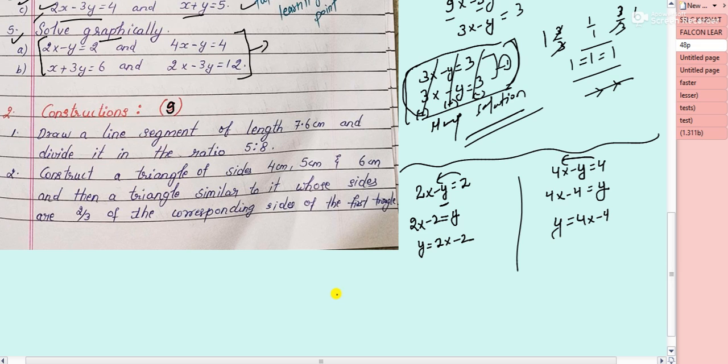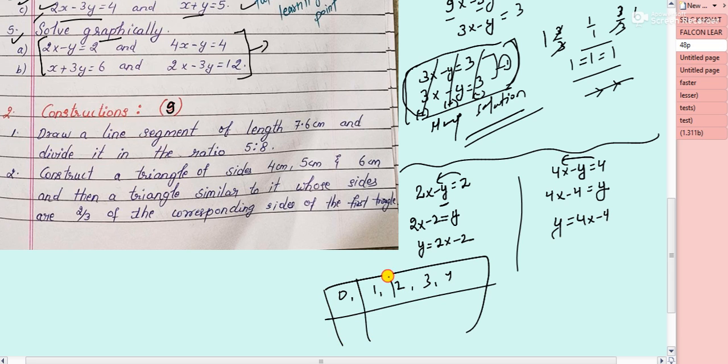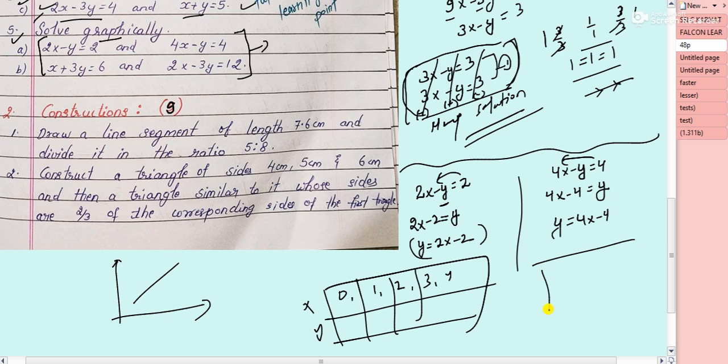Okay, so you can start with 0 1 2 3 4 in that box. Got it? This is for x and this is for y. Substitute x values in this, you will get one value of y for each x. You can plot a line. Similarly for this, do the same thing. You will get another line. Wherever you get the intersecting point, that is your answer. Similarly, you can do for this one.